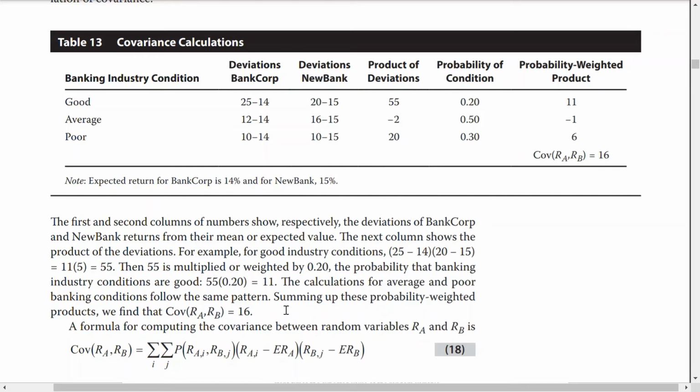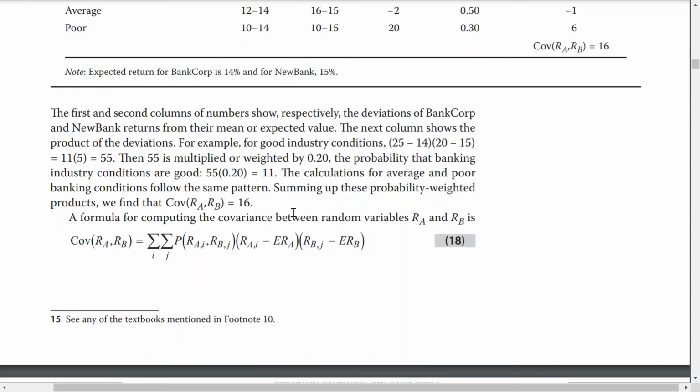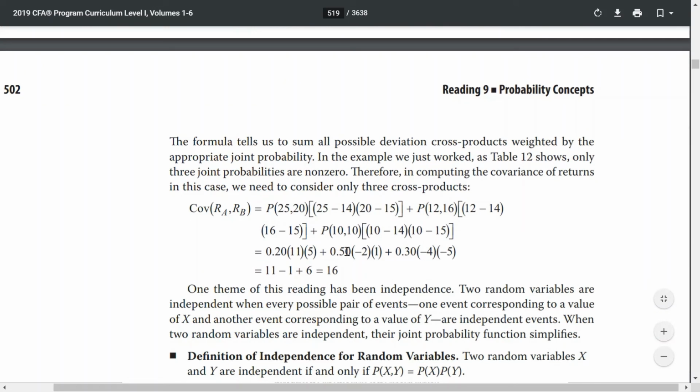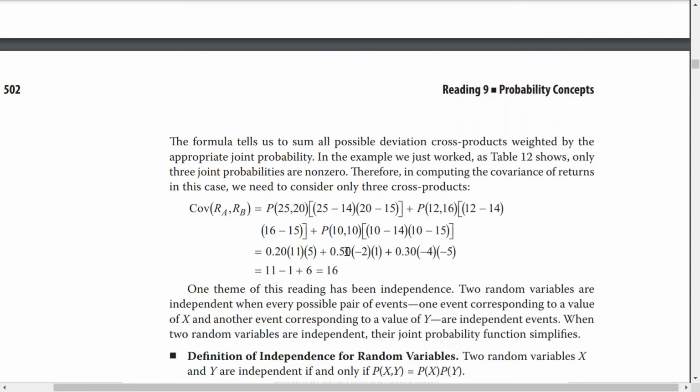The formula for computing the covariance between random variables A and B is given in formula 18. The formula tells us to sum all possible deviation cross products weighted by the appropriate joint probability. In the example we just worked, as Table 12 shows, only 3 joint probabilities are non-zero. Therefore, in computing the covariance of returns in this case, we need to consider only 3 cross products. The covariance of A and B using the formula will give us around 16.